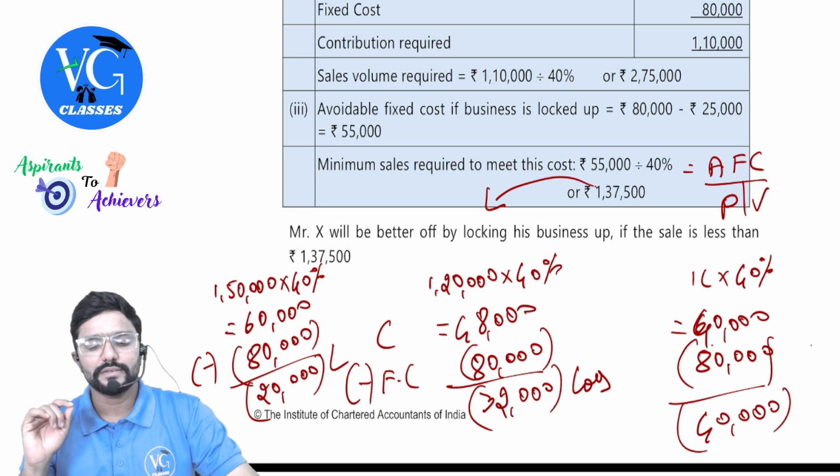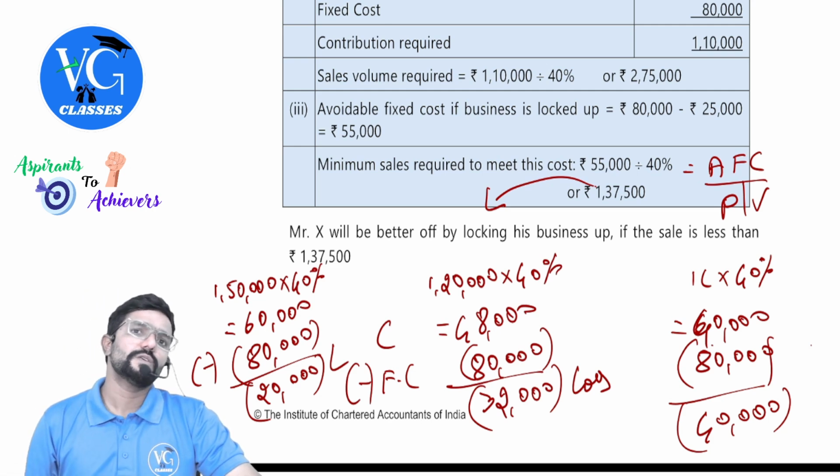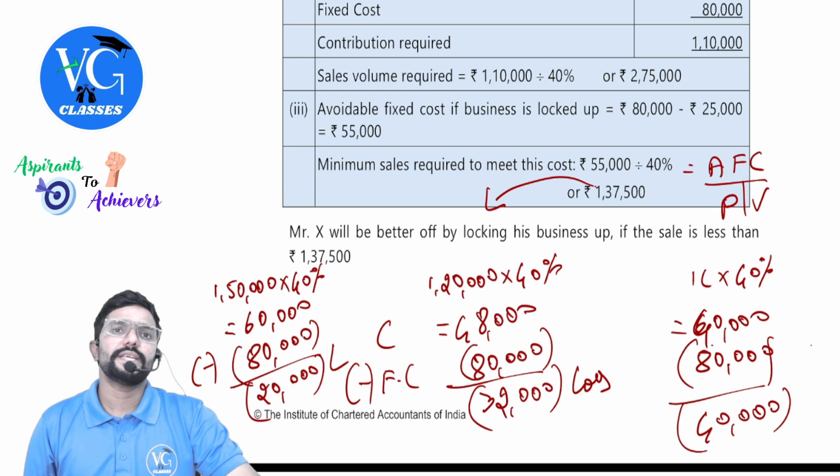Avoidable fixed cost means the cost which will not be incurred if the operations are shut down.